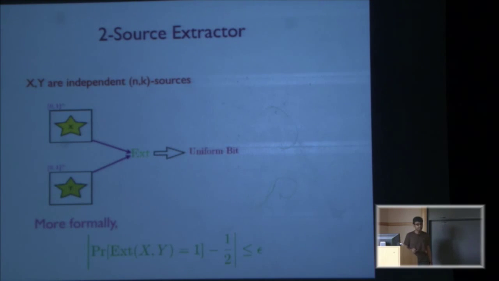Why do you want just 1 bit and not k? We actually want k bits, but in our paper we could just get 1 bit. But there has been a follow-up work which actually shows how to get k bits. But the definitions are easier when you just extract 1 bit.